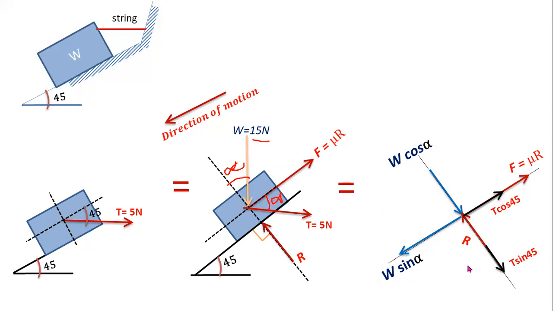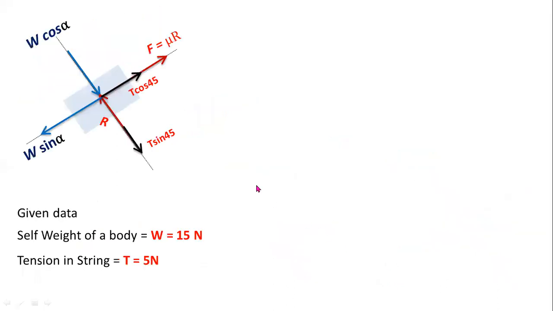Now you have to consider this free body diagram for determining the value of coefficient of friction. From this free body diagram, you have to observe the weight W equal to 15 newtons, tension T equal to 5 newtons. For determining the value of reaction force R, you have to resolve all the forces along the normal plane. Now you have to consider the sum of all vertical forces along the normal plane. For upward action, you have to consider positive sign. For downward action, you have to consider negative sign.